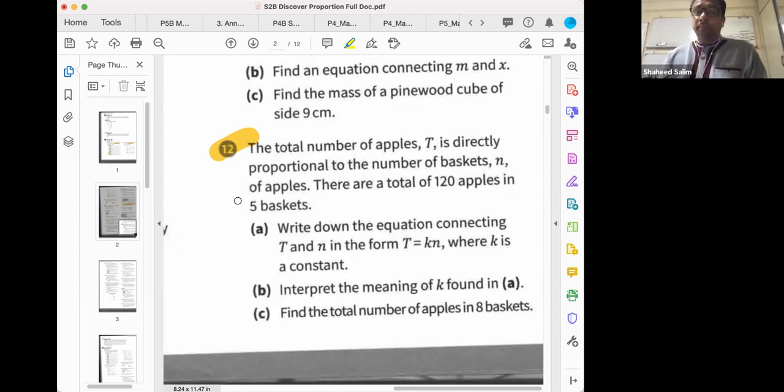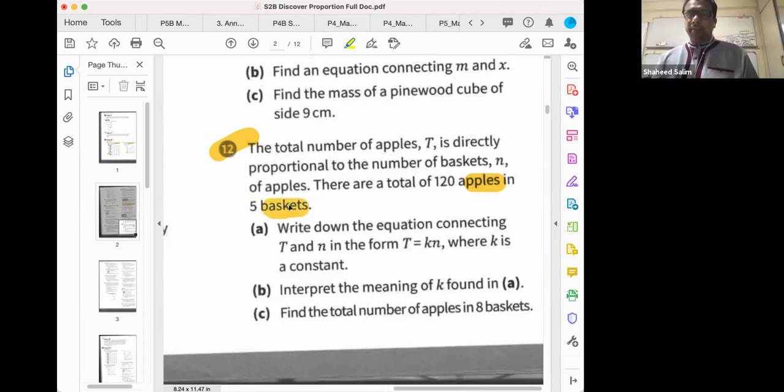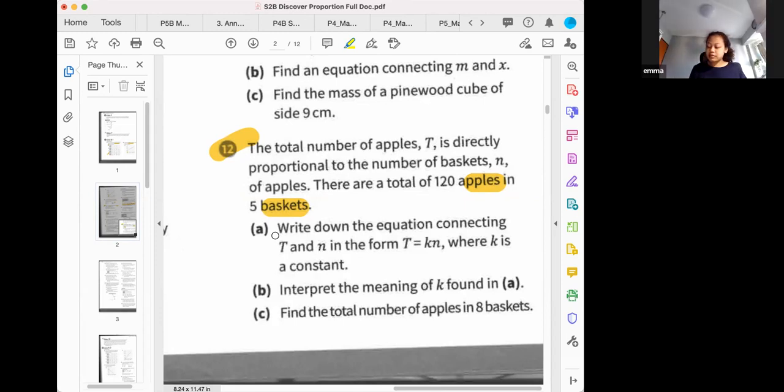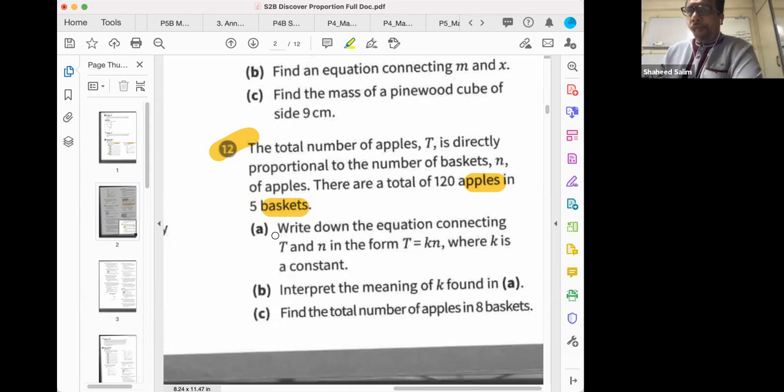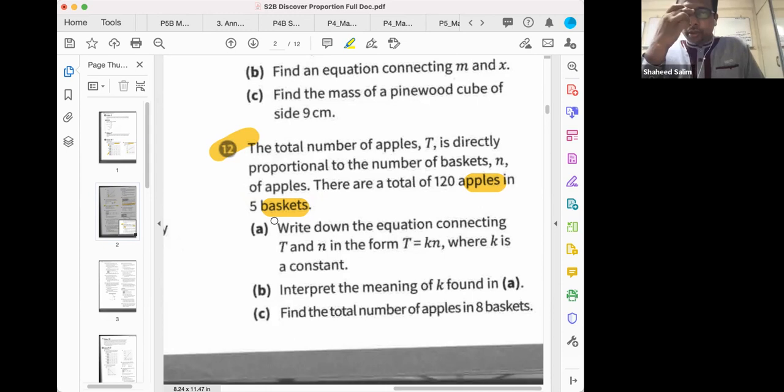Okay, hold on now. Now, the apples, is it T or, okay, we say Y or X, easier. Is it Y or X? Apples, Y. This one is X, right? So 120, Y divided by X is your K. How much do you get? T equals 24N. Okay, so it's okay, right?